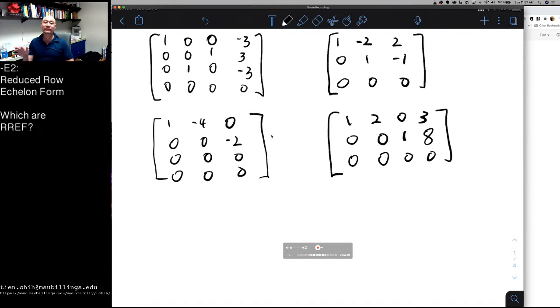Hi, so in this video, we want to talk about taking a matrix that looks like it might be a candidate for being reduced row echelon form and seeing if it is in fact reduced row echelon form, and if not, why not? So let's go ahead and take a look at our first matrix here. Is this in reduced row echelon form?